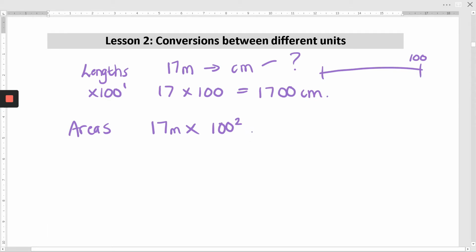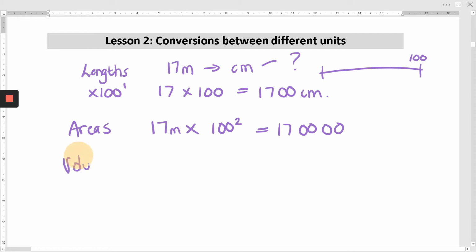Pick up your calculator and do this with me. We're going to take 17 times 100 to the power of 2, and you can see there what happens is now instead of adding 2 zeros, we add 4.